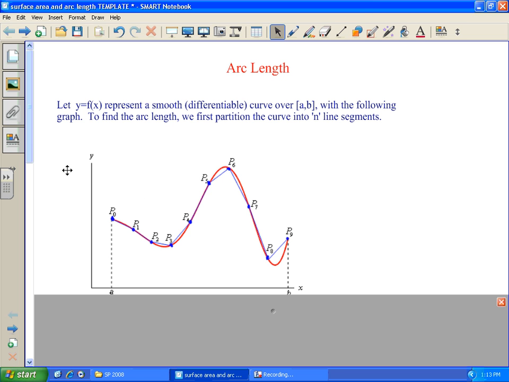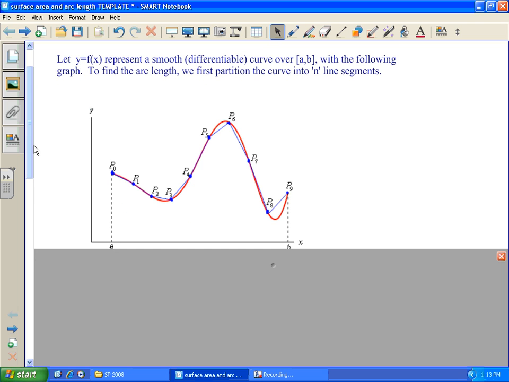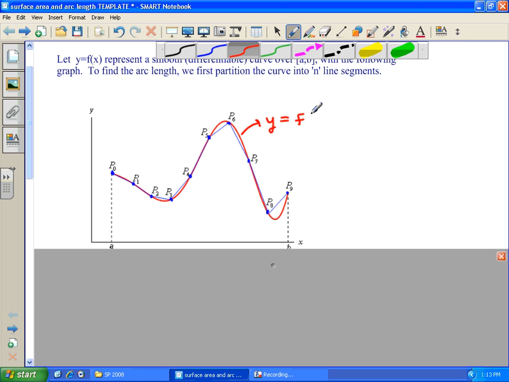Again, the curve given in red is our y equals f of x function here. So let's label that. So we have y equals f of x. That's the red curve here. How do we find the length of this curve? Well, we're going to go back to the general idea that we've used throughout this whole chapter, which is, if you have a difficult problem, first divide the problem into easier problems.